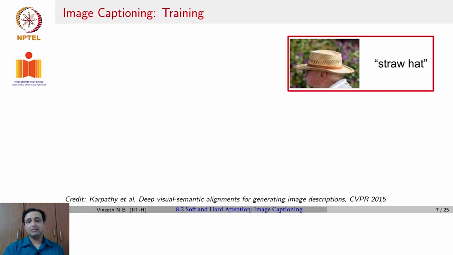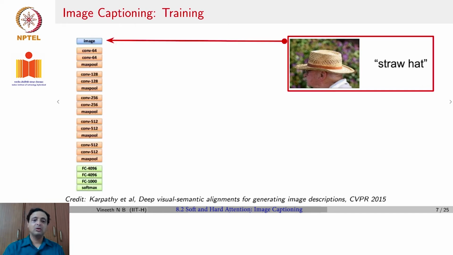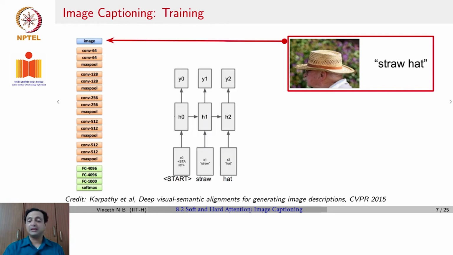Let's say we have the training phase of such a model. So you have an image and you know the corresponding caption is straw hat. How do we train a relevant model? You take the image and give this image as input to a CNN, and you take the text and you use that to train an RNN. However, it's important here to be able to learn the interactions between your CNN and RNN, between the image and the text. How do we do that?